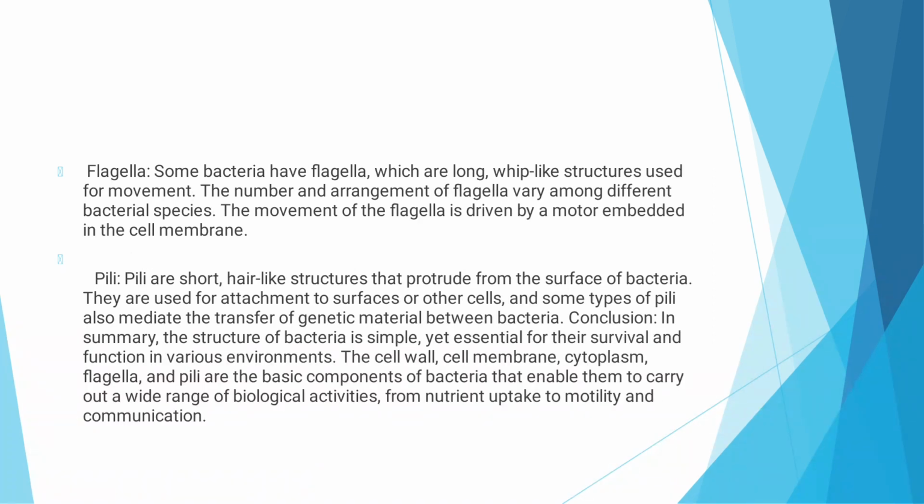Flagella. Some bacteria have flagella, which are long whip-like structures that are used for movement. The number and arrangement of flagella vary for different species. Then pili are there. Pili are short hair-like structures that protrude from the surface of the bacteria. These are especially used for attachment to surfaces or other cells. They also help to transfer genetic material between bacteria.